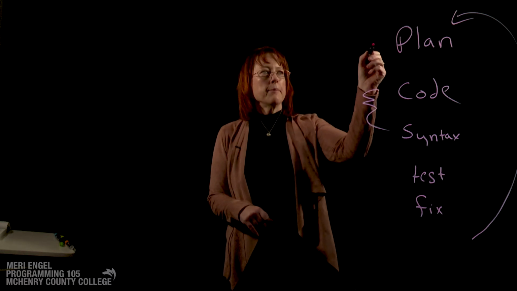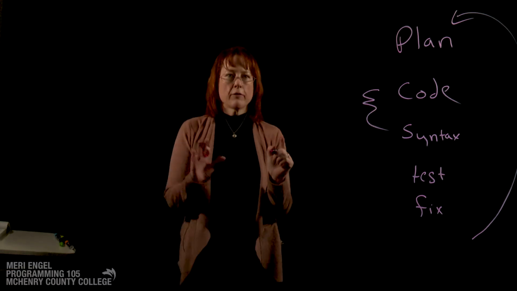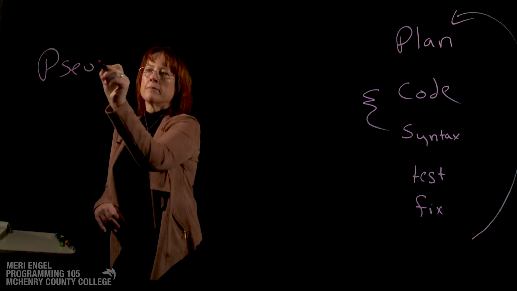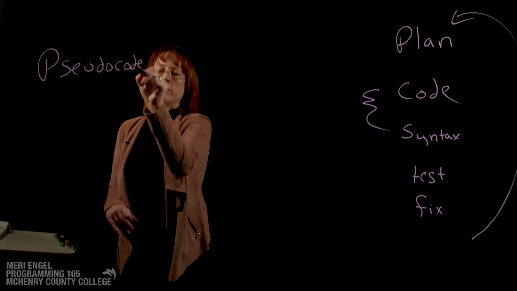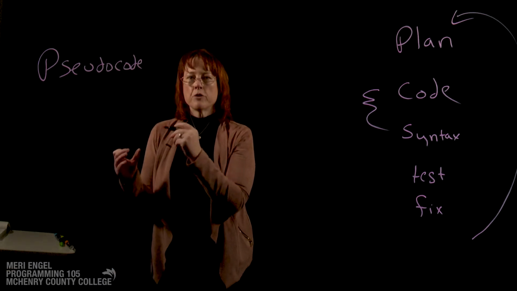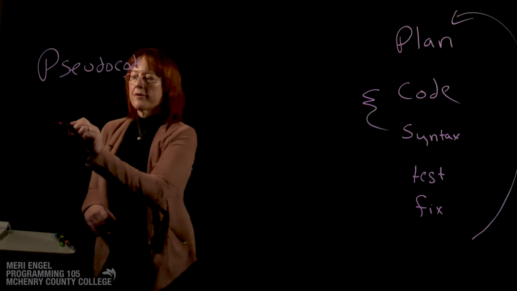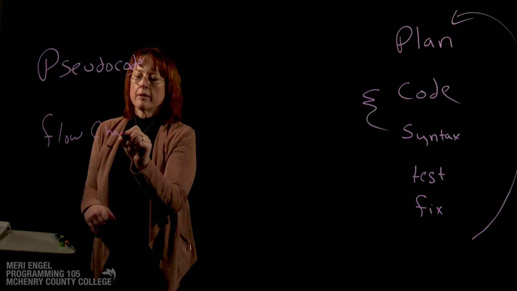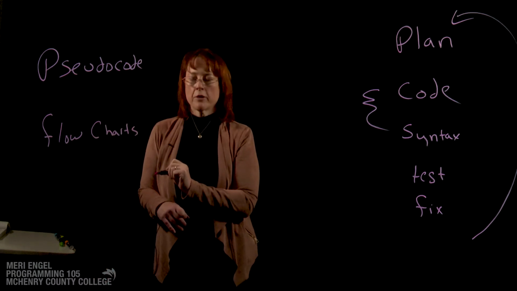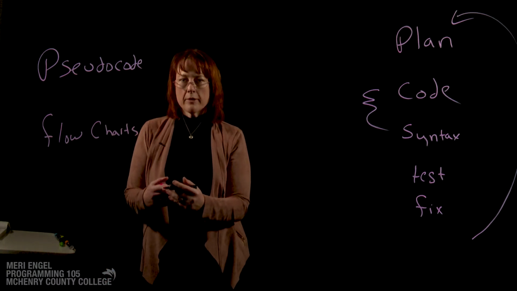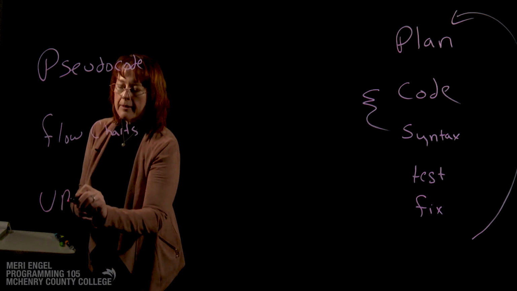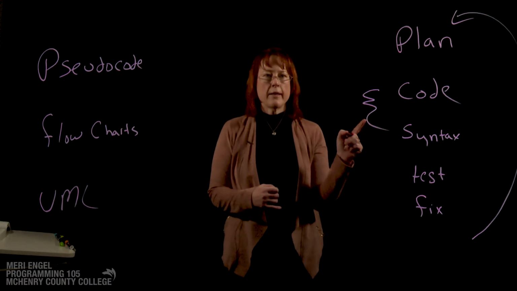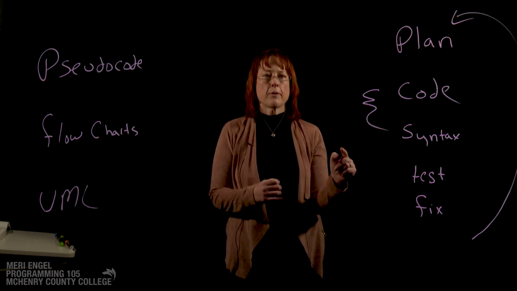So for planning in programming in this class, there are 3 different tools that we use for planning. We're going to use pseudocode, which is my favorite one to use, and it's like doing an outline for a paper. We'll also be working with flowcharts, which give you a good visual of how things are going to work. And once we get into object-oriented programming, we're going to use Unified Modeling Language, and we'll come back to that later.